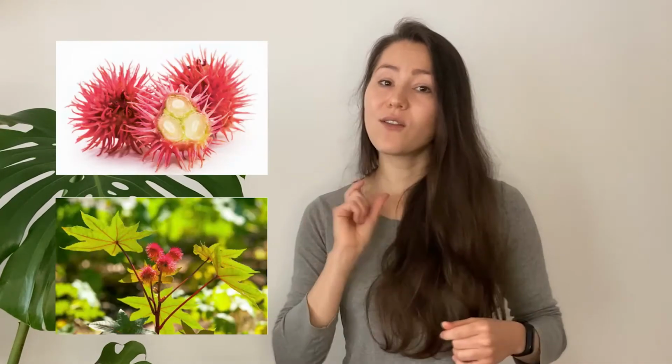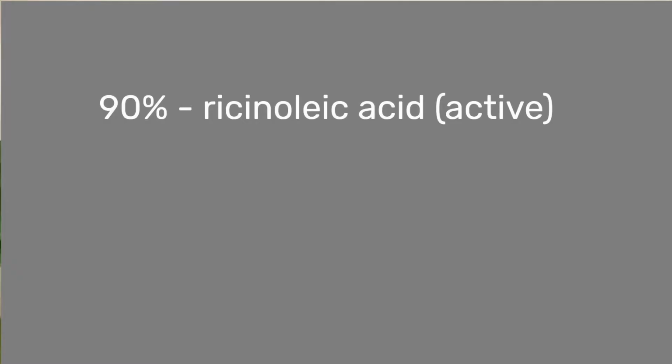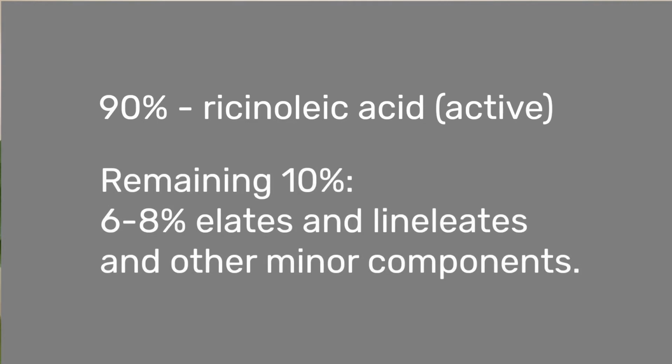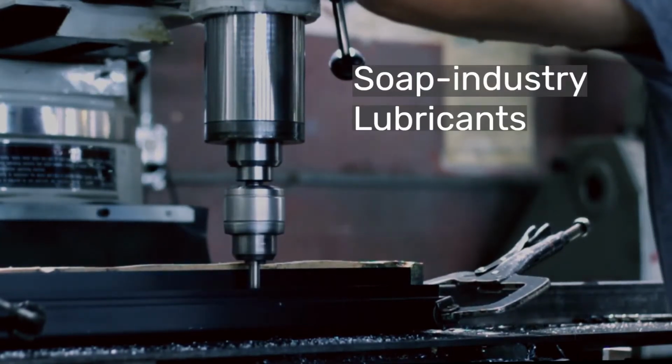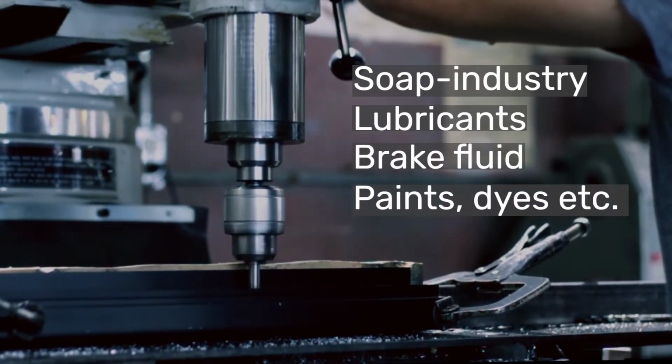But let's take a step back a bit. What is castor oil? Castor oil is a vegetable oil that is derived from the seed of a castor plant. 90% of castor oil is made up of ricinoleic acid, the active ingredient, and the remaining 10% is made up of oleates, linoleates, and other minor components. There are various industries that use castor oil derivatives: manufacturing of soaps, lubricants, hydraulic and brake fluids, paints, dyes, etc. It sounds pretty horrific, something that is used in manufacturing. Why would you apply it to a scalp?